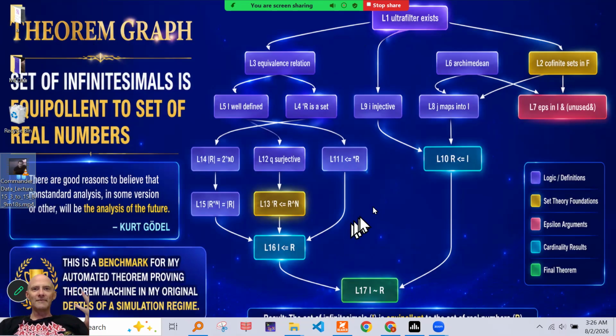Yeah, it's nowhere written on the screen, but this is called the Halo proof benchmark problem. We want to prove that the set of infinitesimals is equivalent to the set of real numbers. If you can prove that with your ATP, then your ATP is the shit. And I want to come up with an ATP that can do that. Mine can't do anything yet.